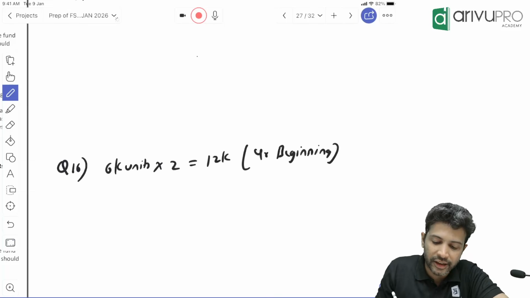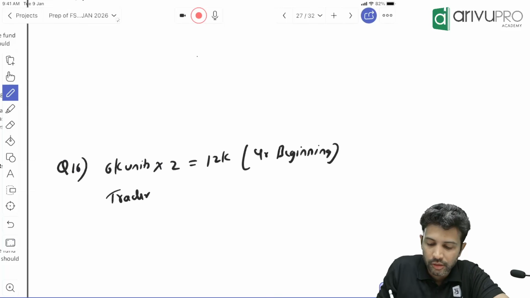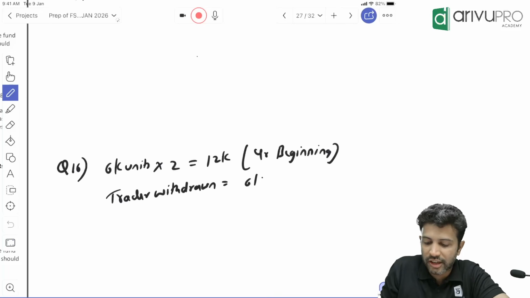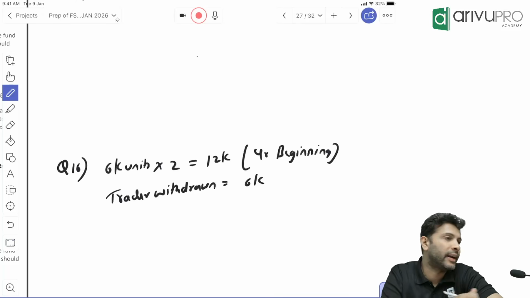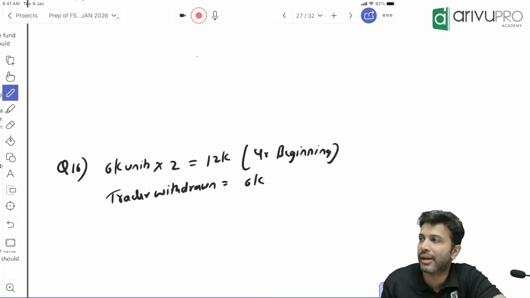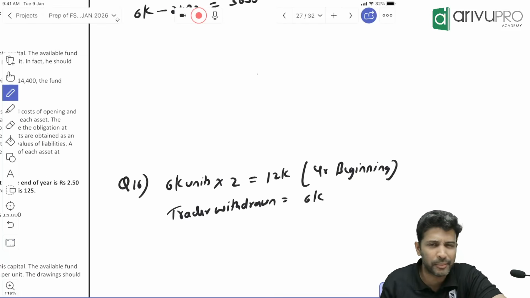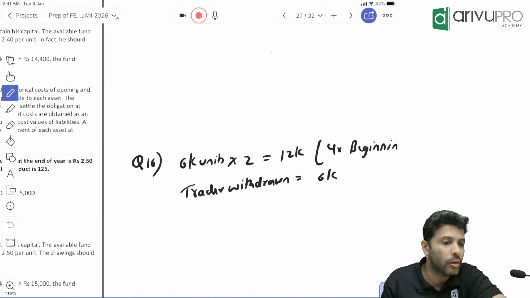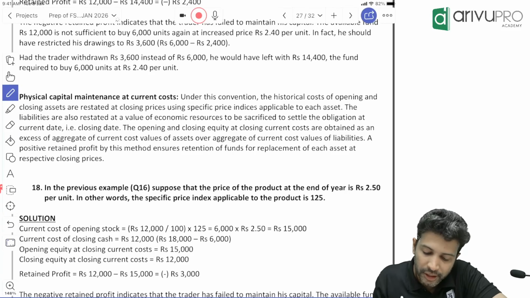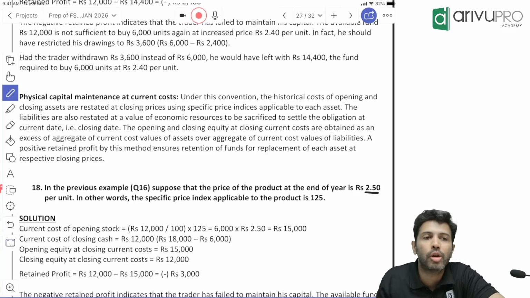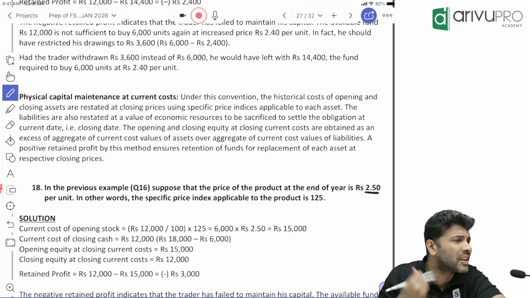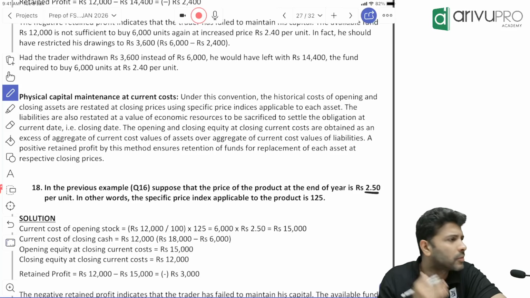And how much has the trader withdrawn? The trader has withdrawn 6,000. That is your question number 16 data. Keep this in mind and let's see what has happened in question number 18 now. They've used the same data and they're telling us now: suppose in our previous example, that is question 16, the price of the product has become 2.5. Now they've not given the index, they've directly given the price of the product.